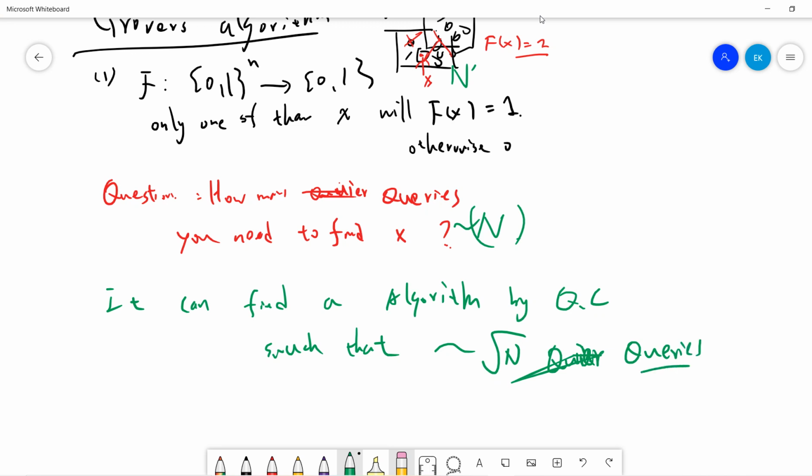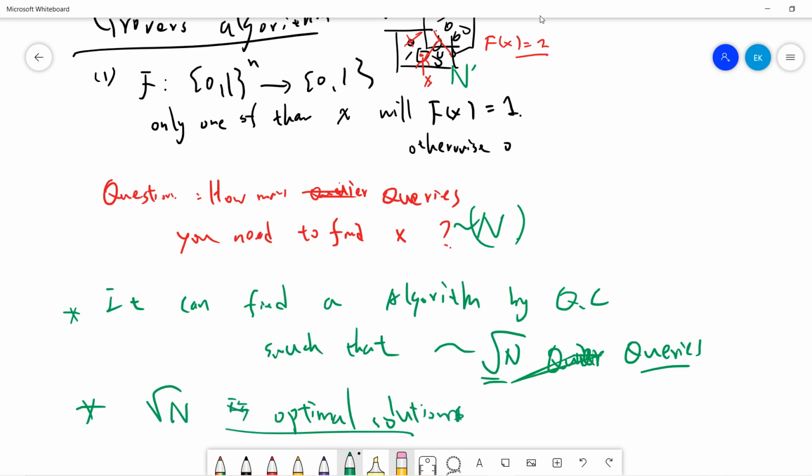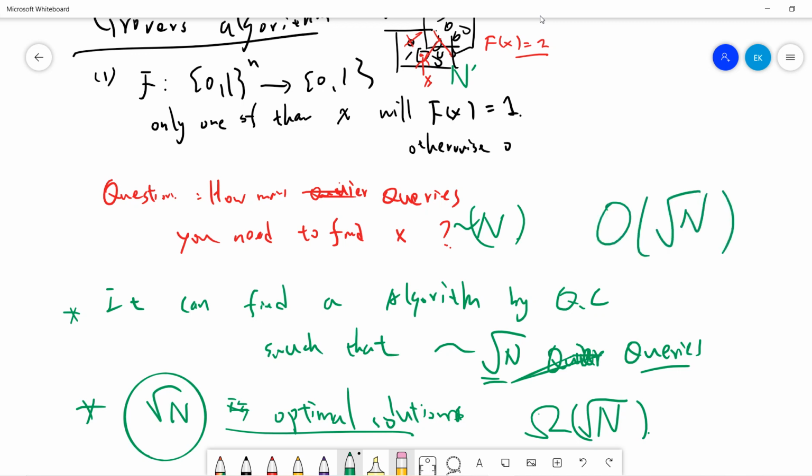In the rest of this video, I will present the algorithm, and in the next video, I will prove that square root of n is optimal. So there is no other quantum algorithm, or classical algorithm, that you can show to be better than square root of n. If you are a complexity person, you can use the omega notation. In general you need O(n) queries classically, and optimally you need omega of square root of n queries quantumly.